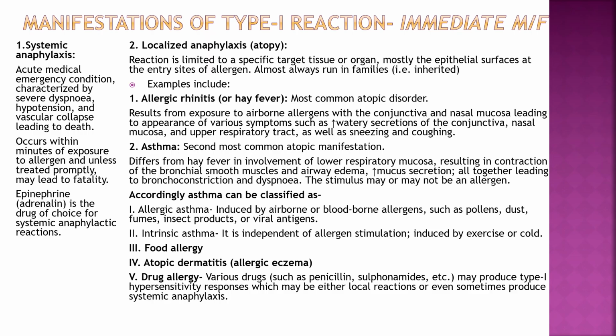Asthma, the second most common atopic manifestation, differs from hay fever in involvement of the lower respiratory mucosa, resulting in contraction of the bronchial smooth muscles, airway edema and increased mucus secretion, altogether leading to bronchoconstriction and dyspnea. The stimulus may or may not be an allergen. Asthma is classified as: one, allergic asthma, induced by airborne or bloodborne allergens such as pollen, dust, fumes, insect products, or viral antigens; and two, intrinsic asthma, independent of allergen stimulation, induced by exercise or cold.